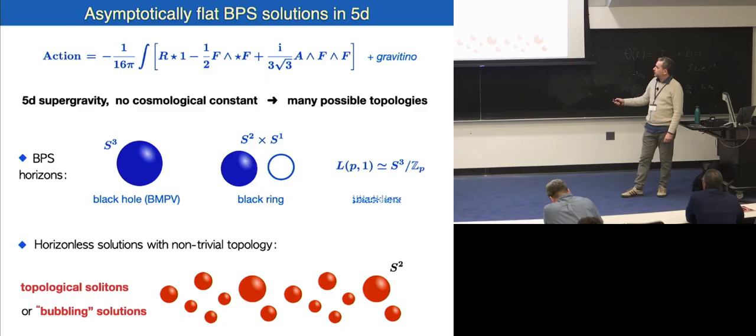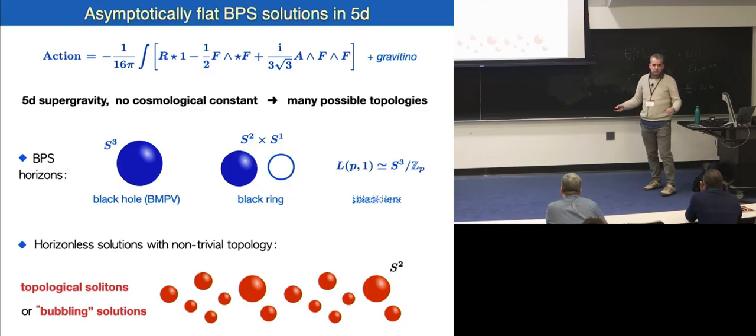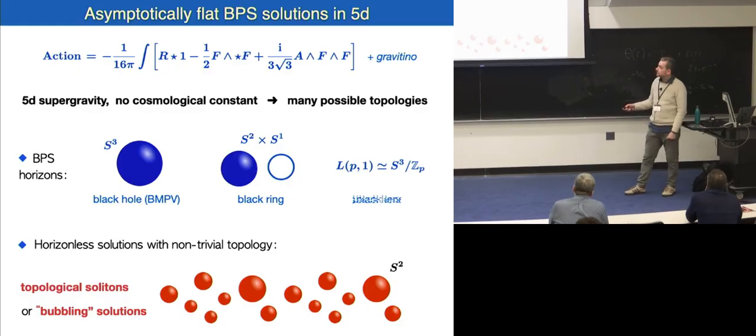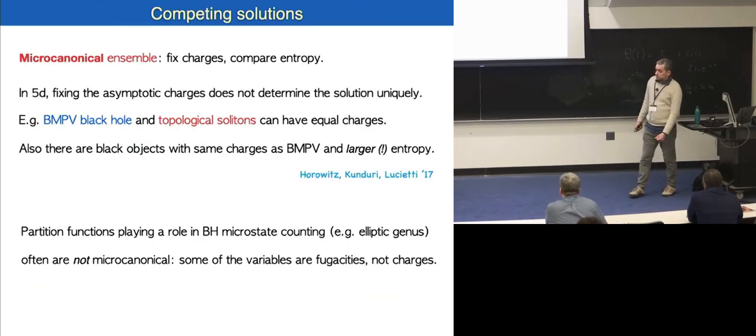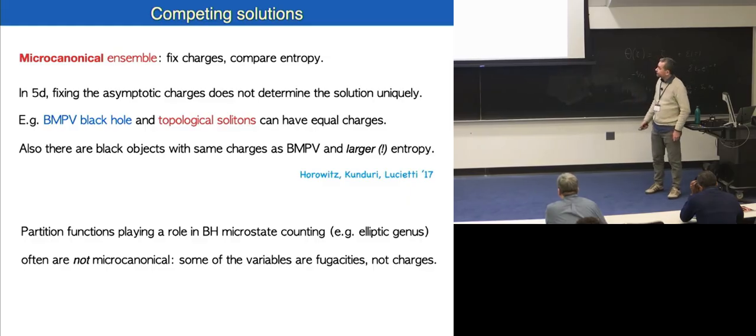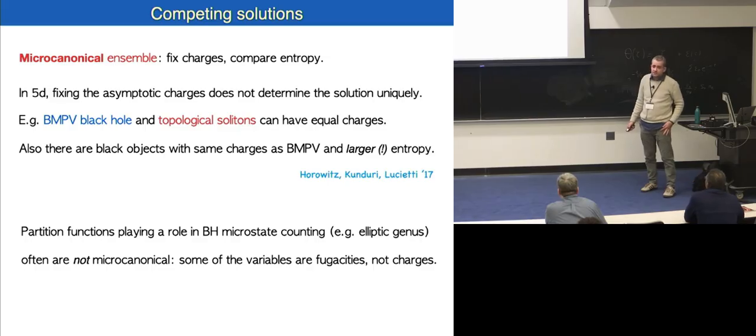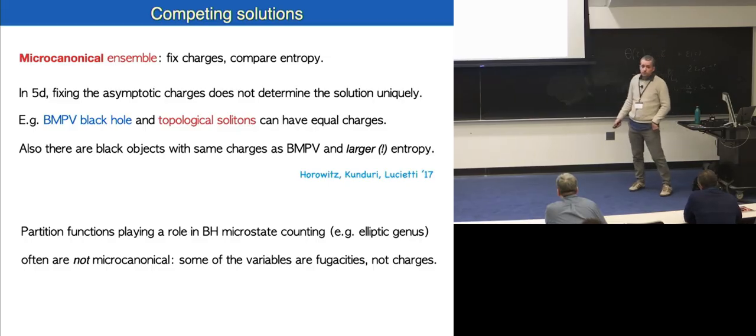That is, one can take a black hole and put it in the background of a topological soliton. And these solutions, as we are going to see, can be constructed systematically. So these solutions can also be compared. So if we are in the microcanonical ensemble, we fix the charges and then compare the entropies to see which one dominates. So in 5 dimensions, as it's well known, fixing the asymptotic charges is not enough for determining the solution uniquely. So given the charges, we can have different solutions that compete.